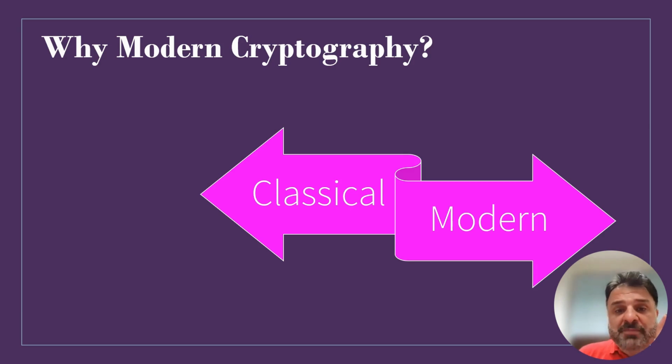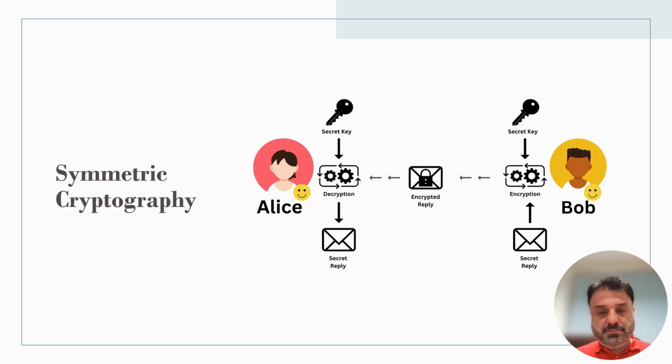So why does it matter? Because every time you send an email, shop online, or use an app, modern cryptography is working behind the scenes to protect your data. Without it, your digital privacy and security would be at constant risk. Okay, let's talk more and tell you what symmetric cryptography is.